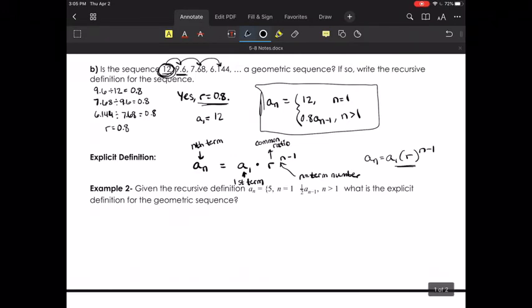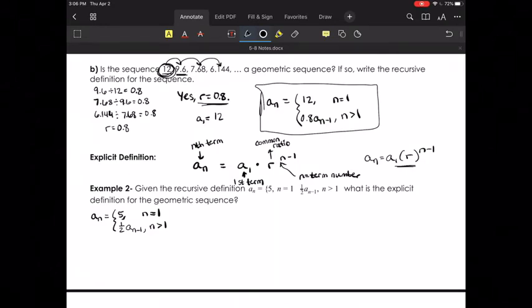So on example 2, it says, given the recursive definition, and it's written kind of weird, so I'm going to rewrite it down here so you can see it. It just put both of the rows in the same row. So this is what it would say if it was written correctly. So you have your recursive definition. What is the explicit definition?